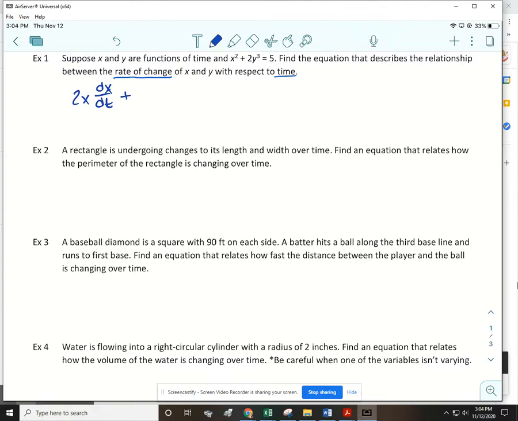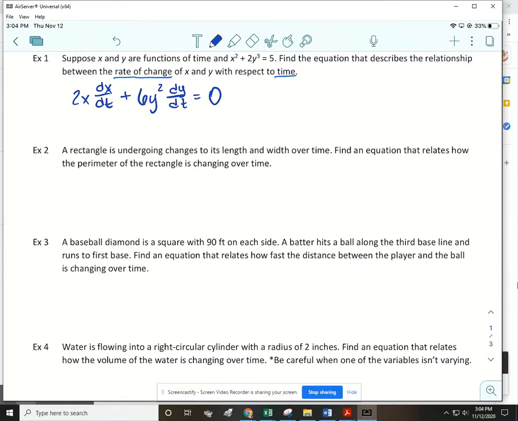Then for the 2y cubed, we're going to do the power rule. And then since our variable is y instead of t, we're going to multiply that by dy dt. Right? And then the rate of change of 5 doesn't change because 5 is a constant. So the derivative of 5 with respect to time is 0. Right? So that equation shows the relationship between the rate of change of x and y with respect to time.